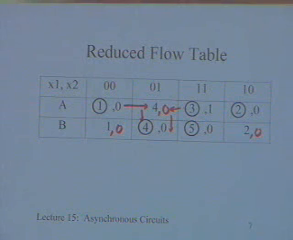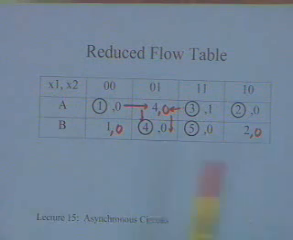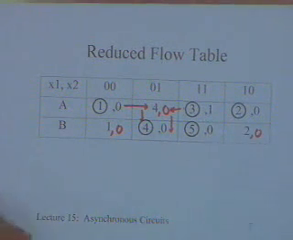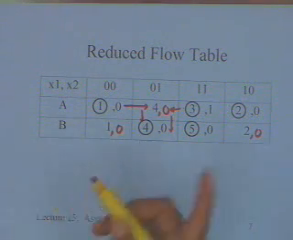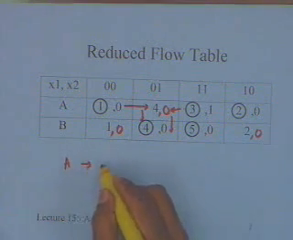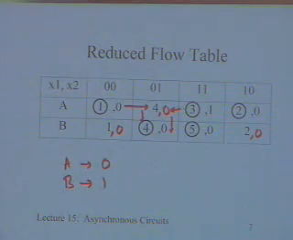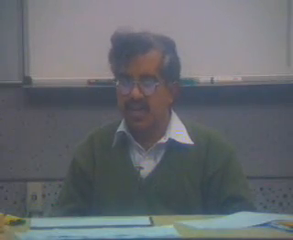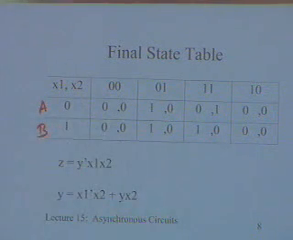So I complete this, I have made a reduced flow table, and now I just have to do the implementation. But before doing the implementation I have to do a state assignment exactly in the manner that we had before, and let us say I encode state A as 0 and B as 1 using the secondary variable. And once I do that, I have this particular table. This is my state A, this is my state B.